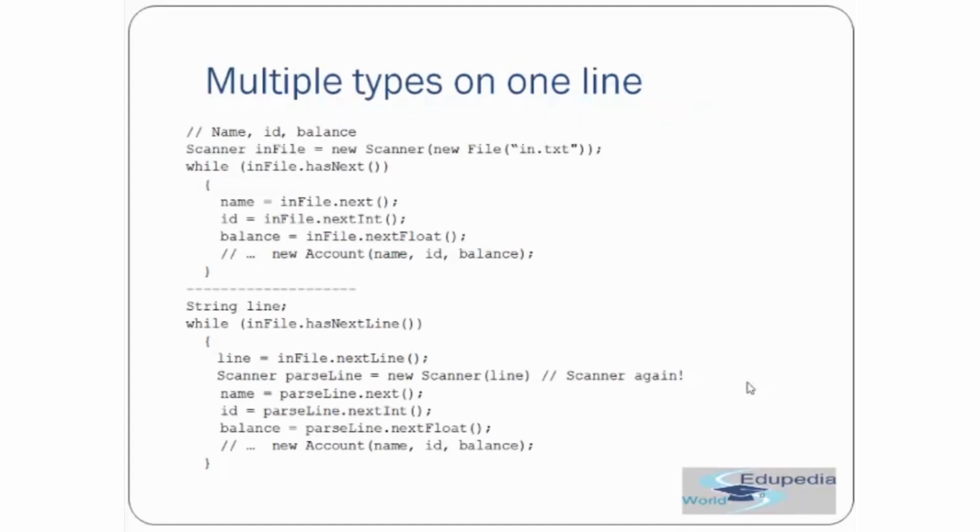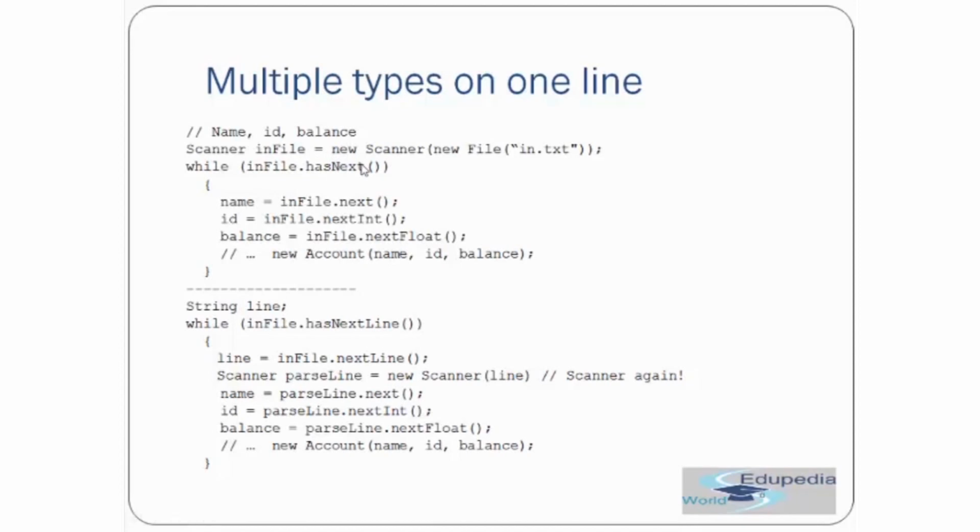Now, multiple types on one line. So you see that this is a program which tells us how we can read multiple types on one line itself. We first created a scanner object, infile, and using that scanner object we are reading the file .txt. After that, we use infile to check whether it has anything next.